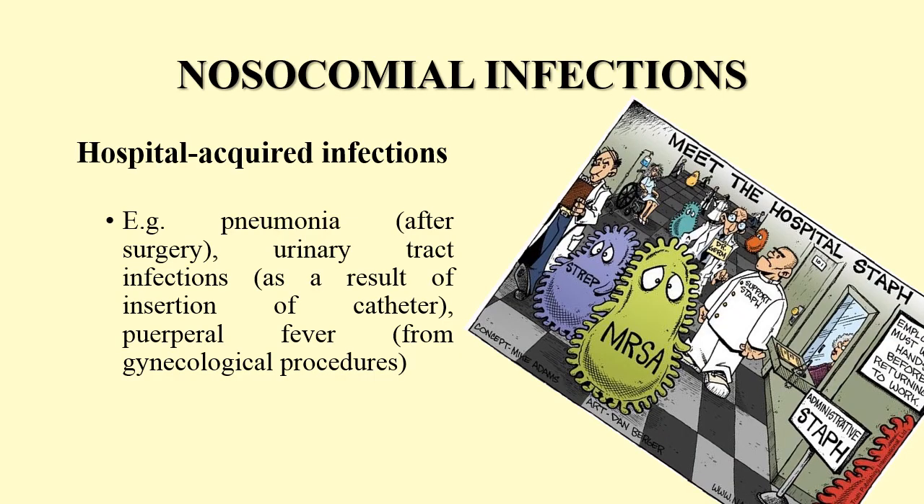Okay, the last topic in this lecture is nosocomial infection. Nosocomial infections are also known as hospital-acquired infections, which means infections that you get in hospitals. For example, pneumonia: people tend to get pneumonia after surgery. Sometimes people get a urinary tract infection after insertion of a catheter, and sometimes puerperal fever after gynecological procedures.